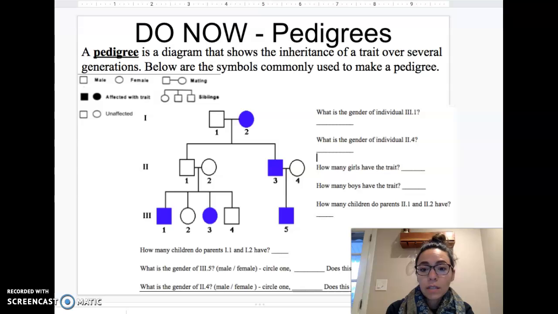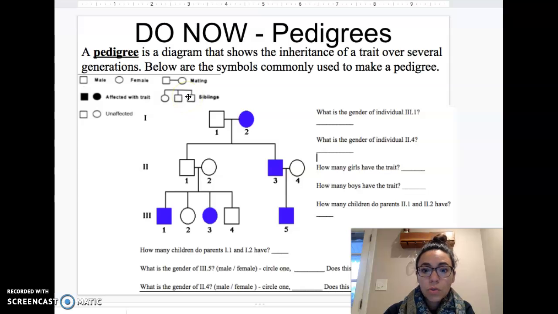A pedigree is just this kind of family tree looking thing, which is a diagram that shows the inheritance of a trait over several generations. There's a little key here to show you what the symbols mean. The squares are males, circles are females, and the ones that are shaded in have the trait or the disease, so they're affected. Unshaded means they're not affected, so those are the normal individuals. When there's a line in between them, that means they've had children together. And if they come down from the same line, that means they're siblings.